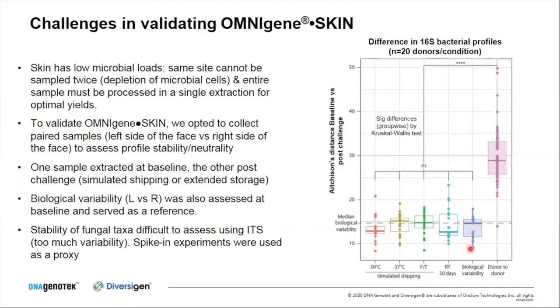In that case, for biological variability, everything was extracted at baseline. Each dot represents a single donor, and you see that the biological variability is overall quite low. And it's much lower than the donor-to-donor variability, where you're comparing the unique profile of each donor. And when you look at the different conditions that we tested for stability, you clearly see that following simulated shipping conditions or room temperature storage for up to 30 days, we don't see an increase in the variability, which is an indication that overall the profile is stable in those donors through those conditions.